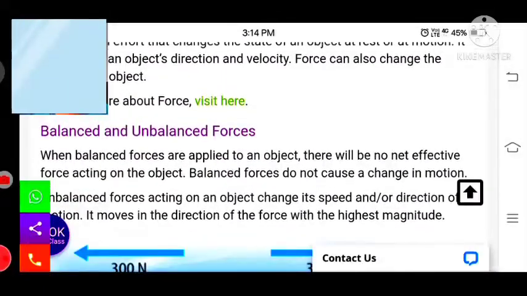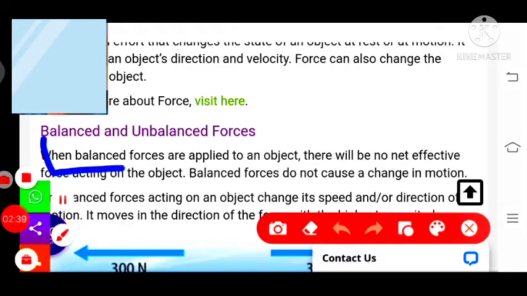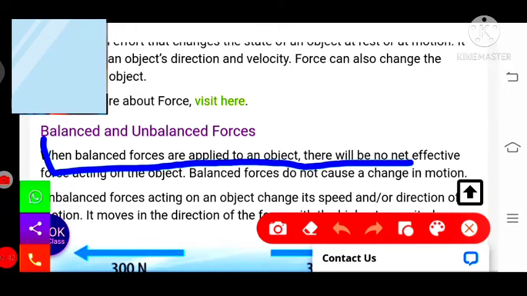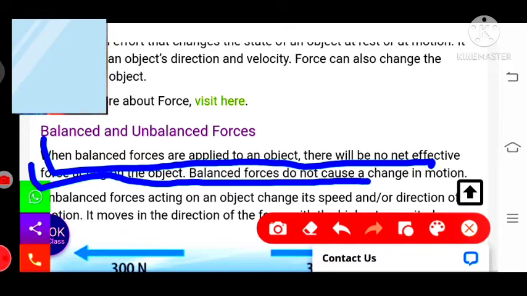So, balanced and unbalanced force. There are two types of force, balanced and unbalanced. When balanced forces are applied to an object, there will be no net effective force acting on the object. Balanced force does not cause a change in motion.